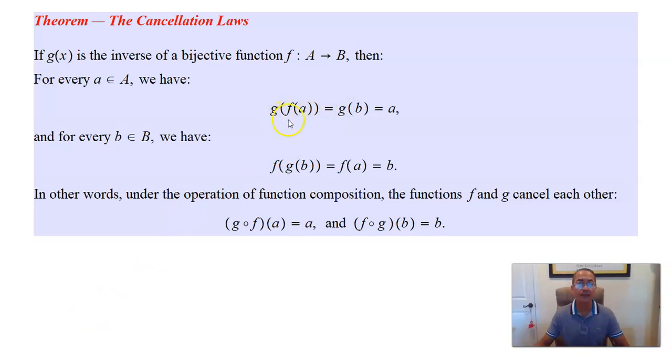Now, both of these left sides can be written as the composition of two functions. The first equation can be rewritten as g composed with f evaluated at a gives you back a. And similarly, f composed with g evaluated at b gives you back b. So under the process of function composition, these two functions, f and g, cancel each other out. You're back where you started, basically.